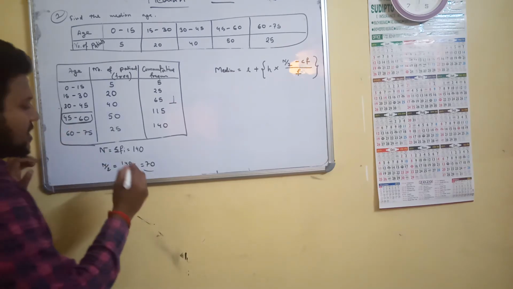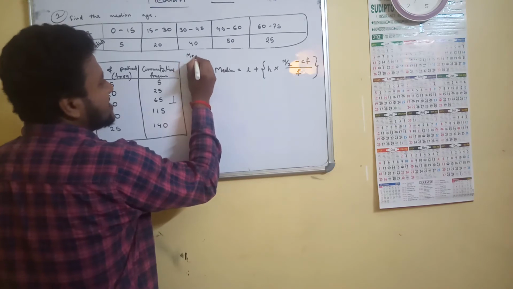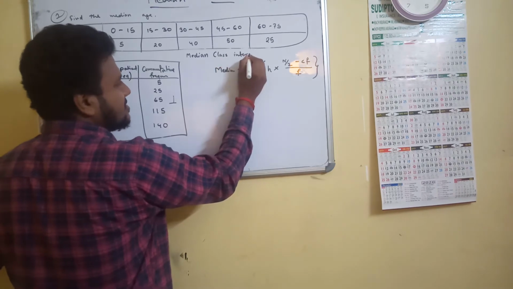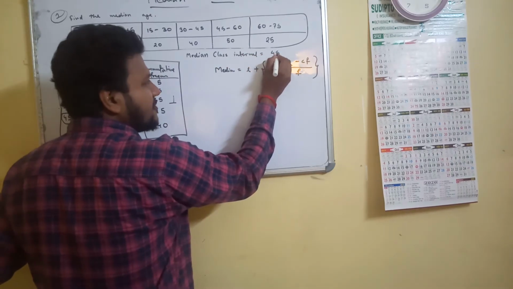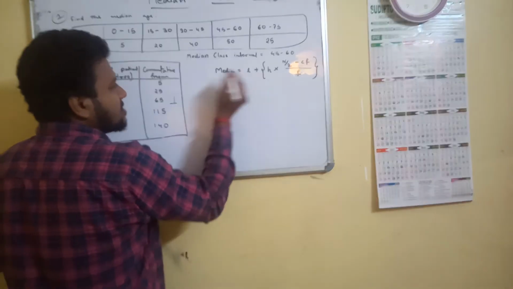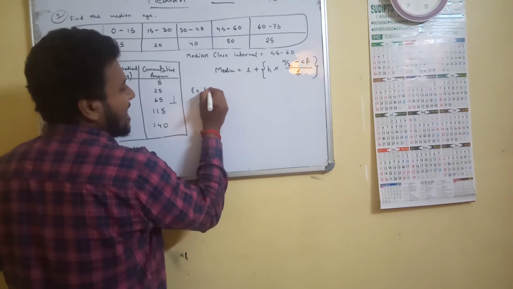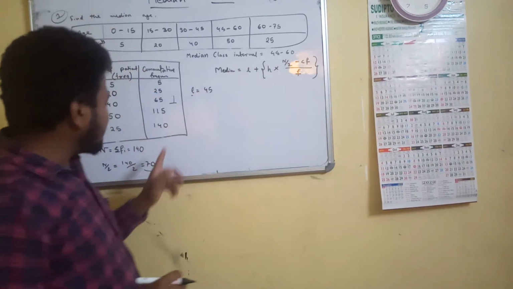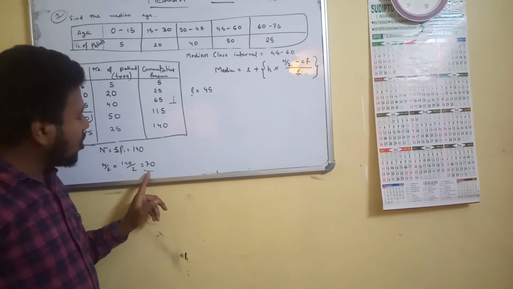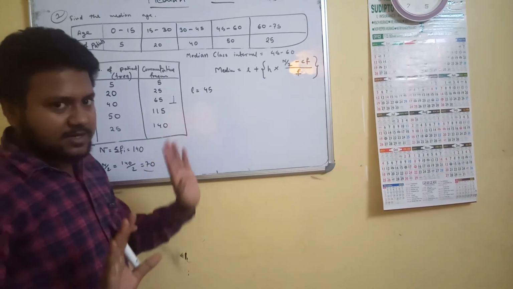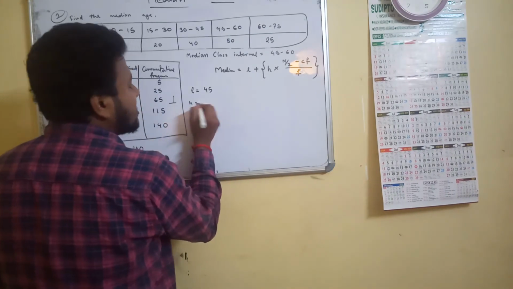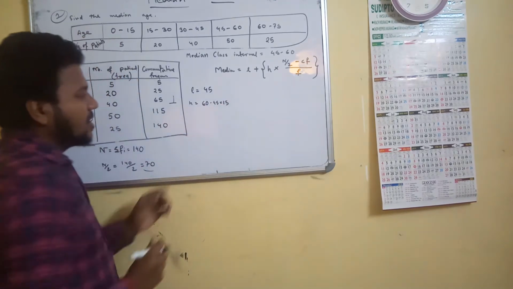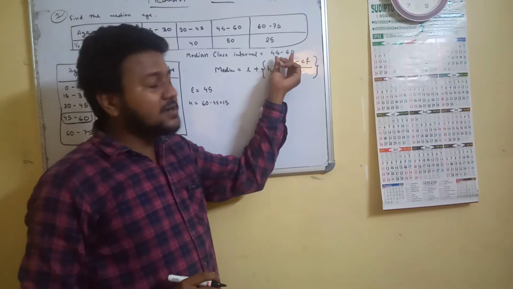So very clearly, the median class interval is 45 to 60. L refers to the lower limit of the class that has the median, so the lower limit is 45. Clear? Now what is H? H is the difference between the class limits, which is 60 minus 45, equal to 15.